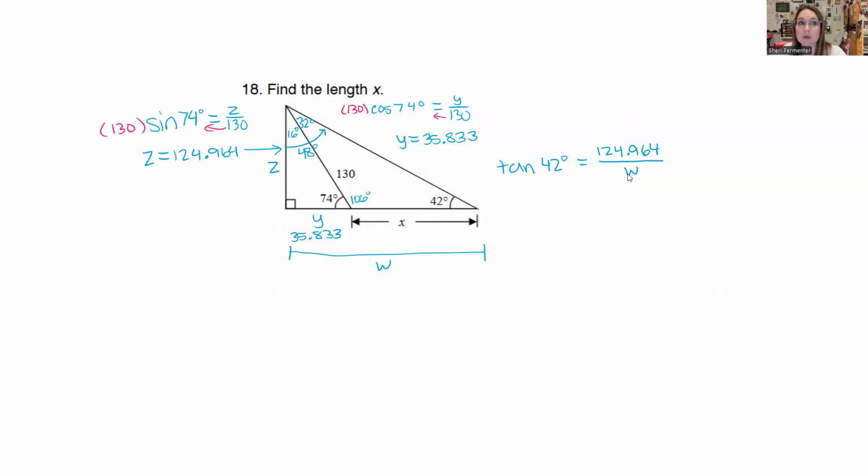So to get w by itself, I would have to bring it over here and multiply. But then I've got all this stuff, so I also need to divide by tangent. So there's actually this little trick you can do. These two things can just switch places. So I get w is equal to 124.964 divided by the tangent of 42 degrees.